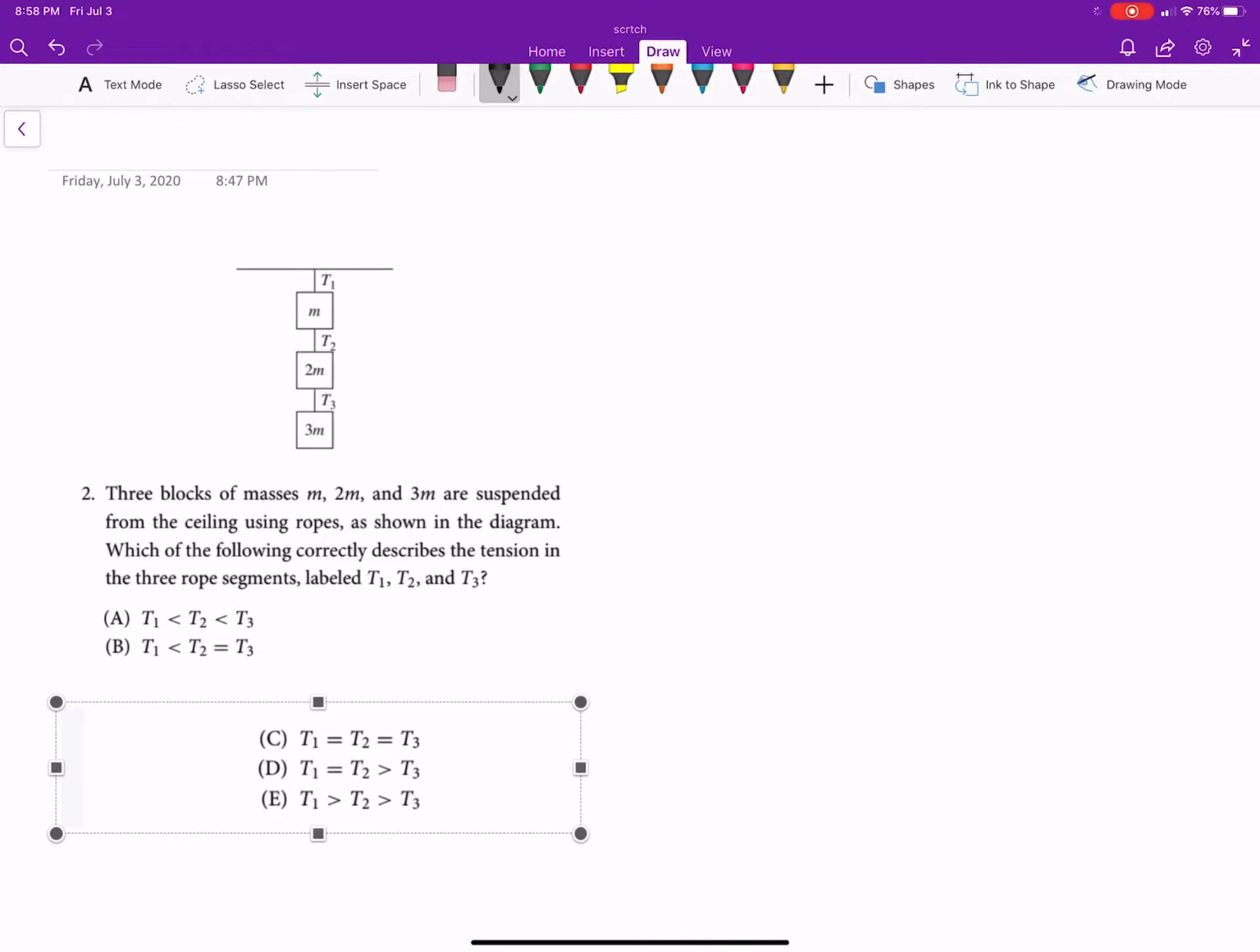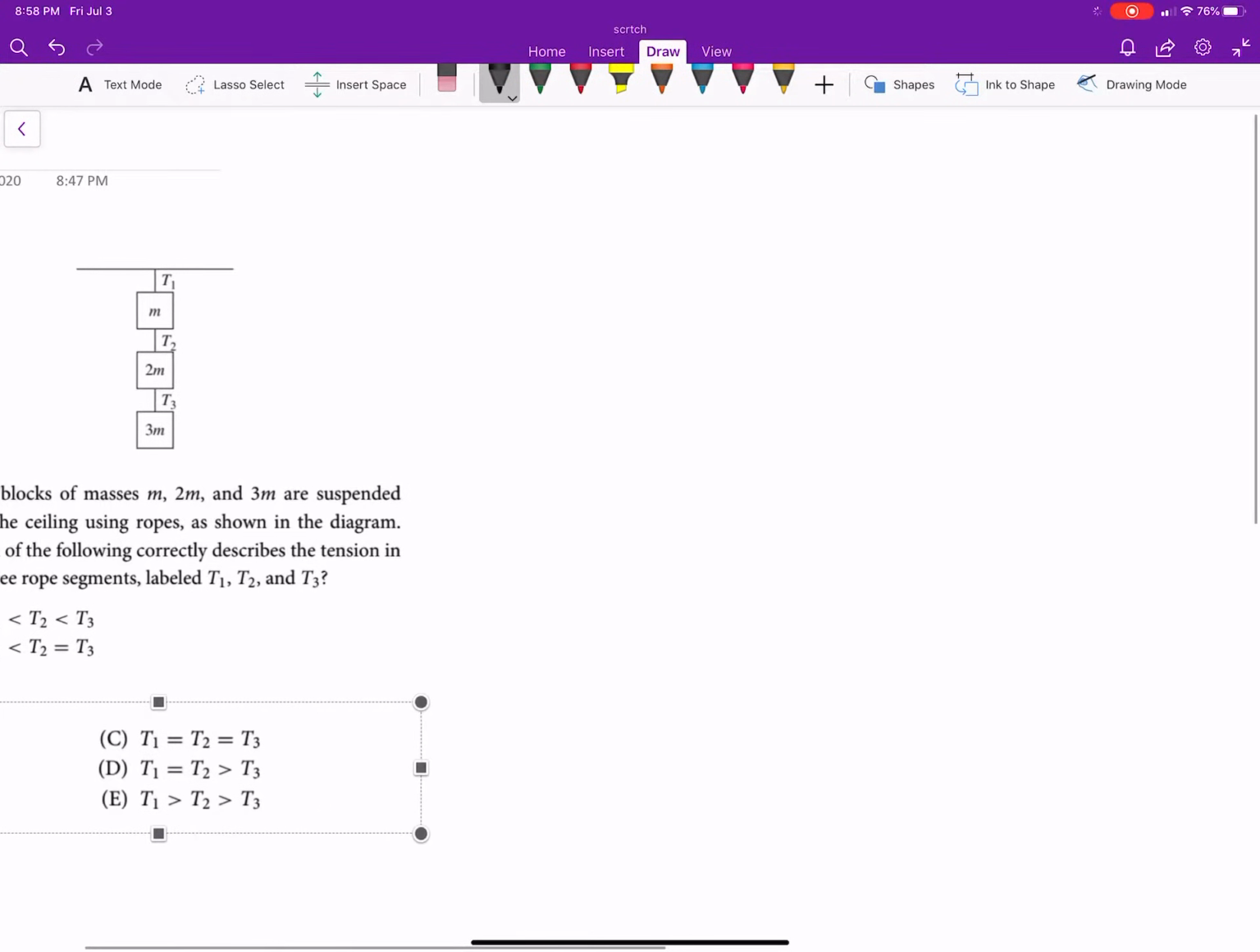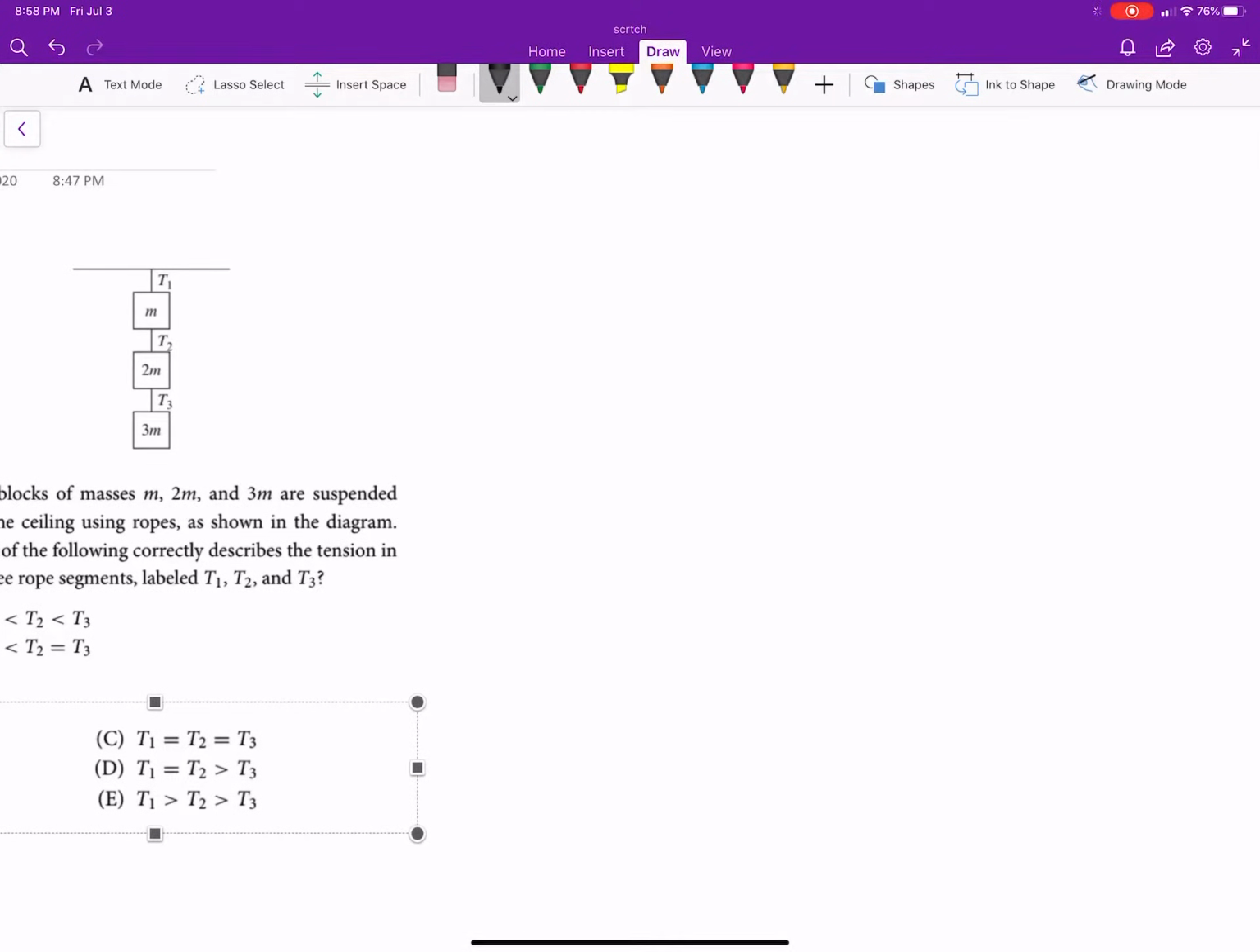Well, you could maybe work through this intuitively, but to show it out rigorously, let's draw a free body diagram for each one. So for the top mass, we'll call this 1, 2, 3. For 1, we have tension 1, and you have tension 2, and you have a weight force from 1. So that's 1.